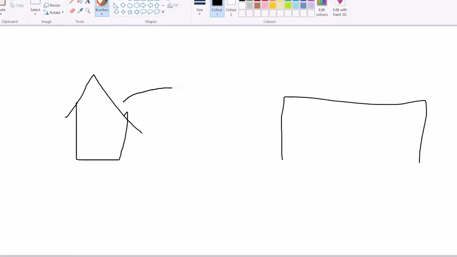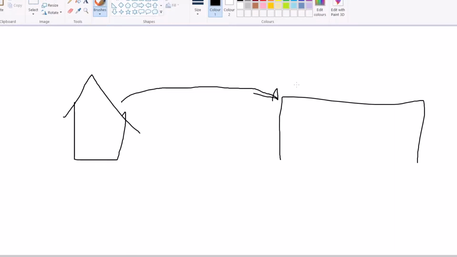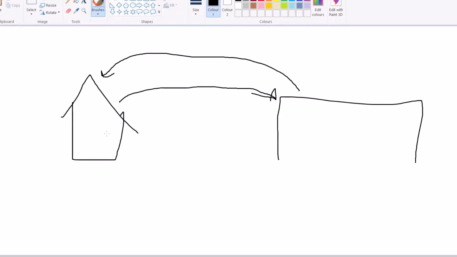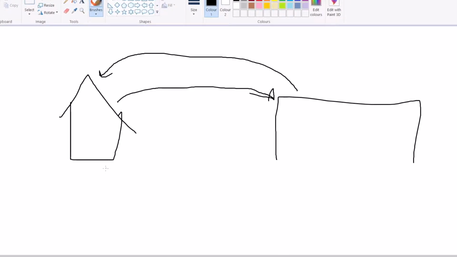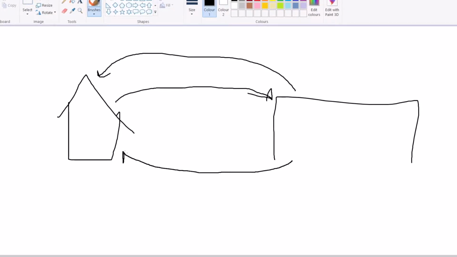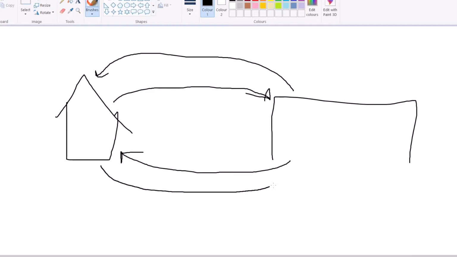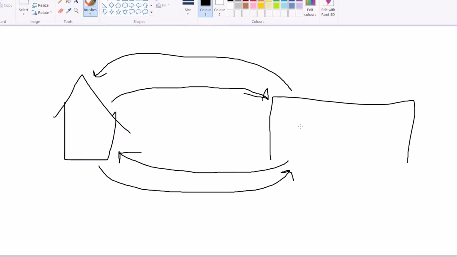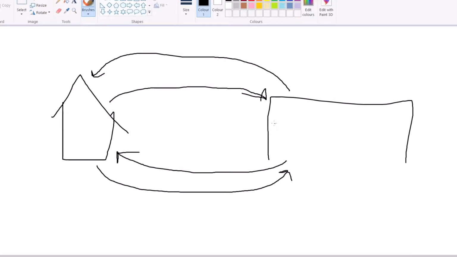So the household pays the firm for goods, right? In exchange, the firm gives them the supplies they need, like food or other commodities. The firm pays the households an income, their wages as workers, and in exchange the households provide labor, right? So the more action you have, the more these arrows are moving, the bigger the economy will be.